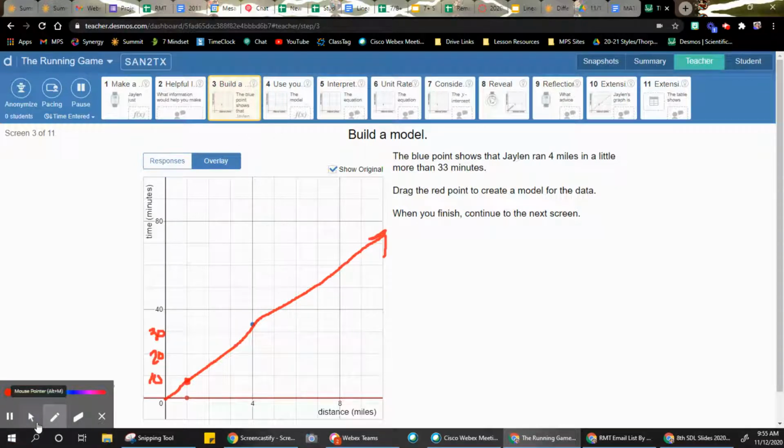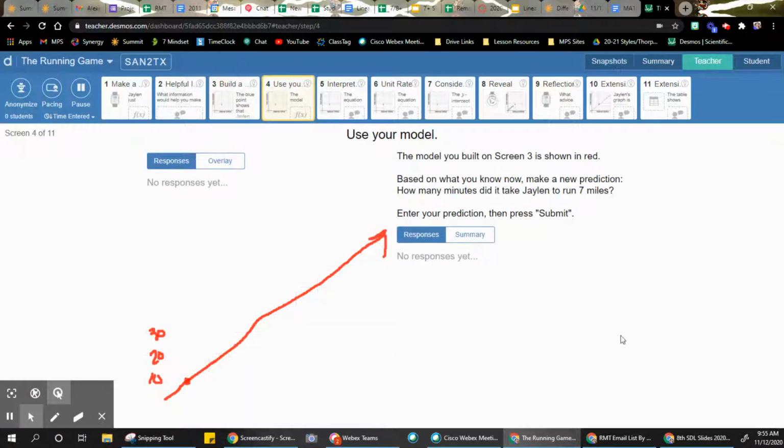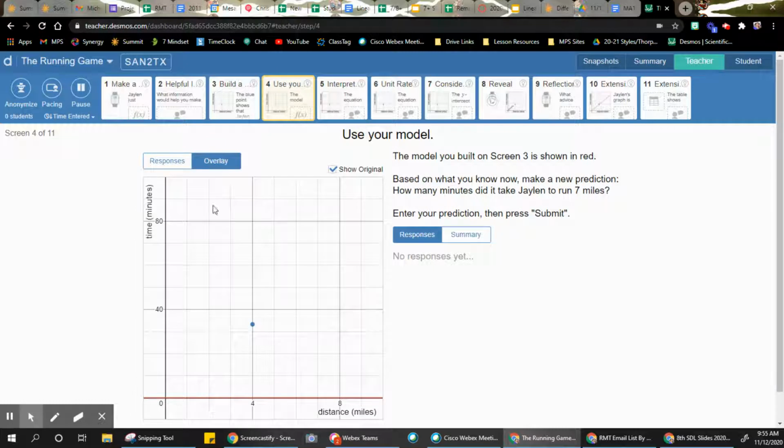So go ahead and click now and go to the next slide. Based on the prediction that we just made, I'm going to redraw that prediction. Okay, how long do you think it takes him to run 7 miles? So if we said he's just under 10 minutes for 1 mile, how long do you think he's going to take to run the 7 miles? So that's 5, 6, and here's 7 here. So it's going to be somewhere around here. How long do you think it's going to take him? Go ahead and start.